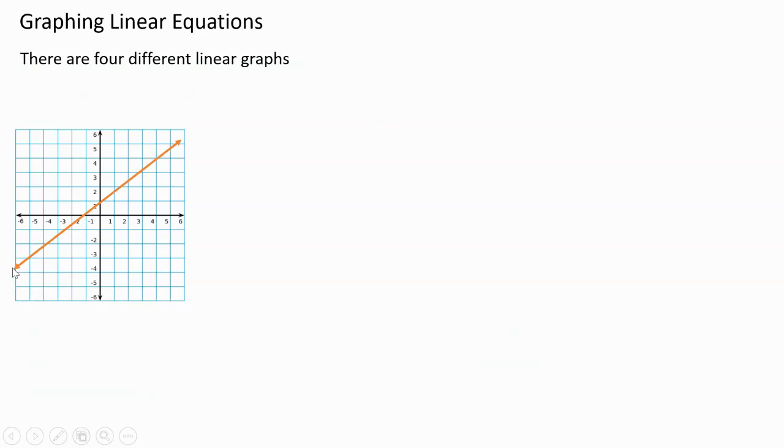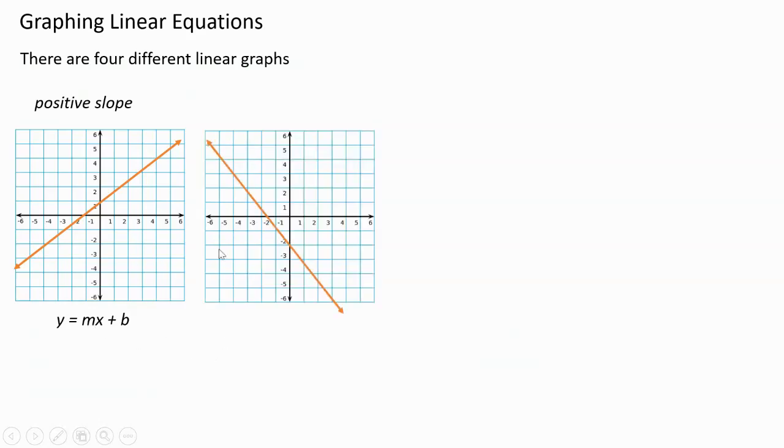You always read a graph from left to right. So this is going up, so this is positive slope. This will be y equals mx plus or minus b, because the b is a y-intercept. But the slope, the m, will always be positive. This will be negative slope, which means the m will be negative, and the b can be positive or negative. It doesn't matter. But what matters is that the slope is negative, the m is negative.